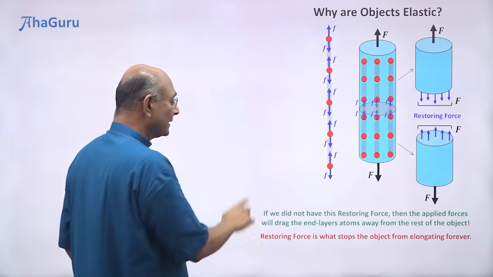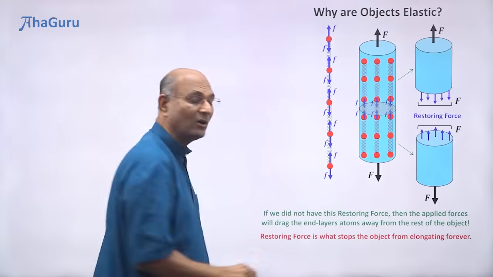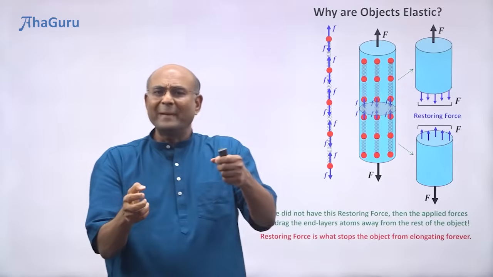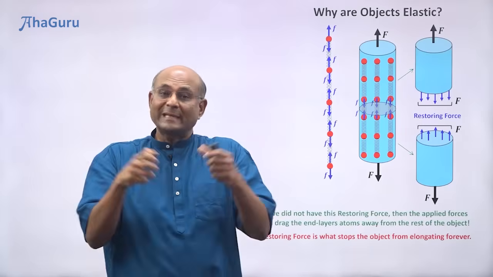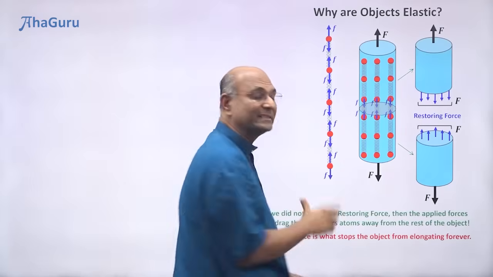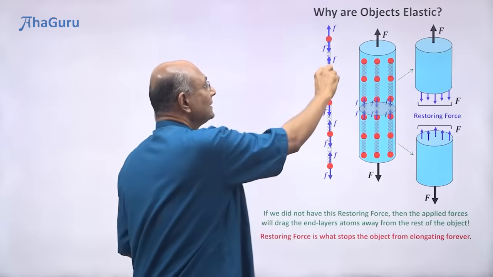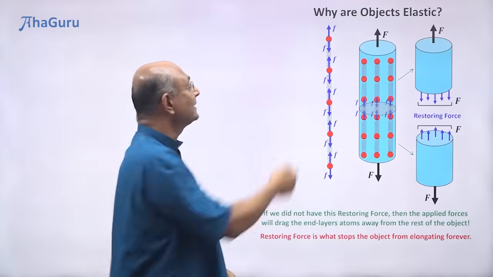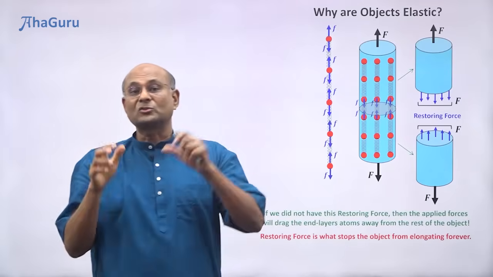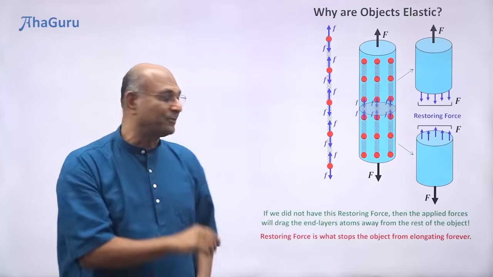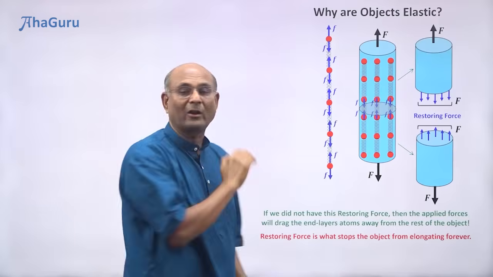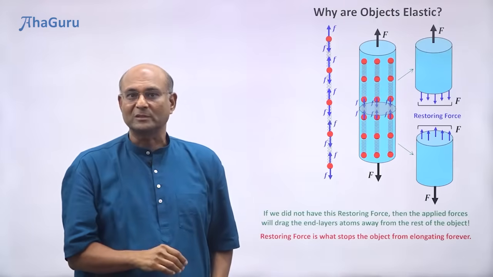So very important, restoring force is what stops the object from elongating forever. The deforming forces make it elongate a little bit, but once it elongates, the springs get stretched, if you want to think of it that way. So that means restoring force comes into play, and the restoring force is what stops it from elongating any further. So that is very important. It elongates and stops at that particular elongation because of restoring force.